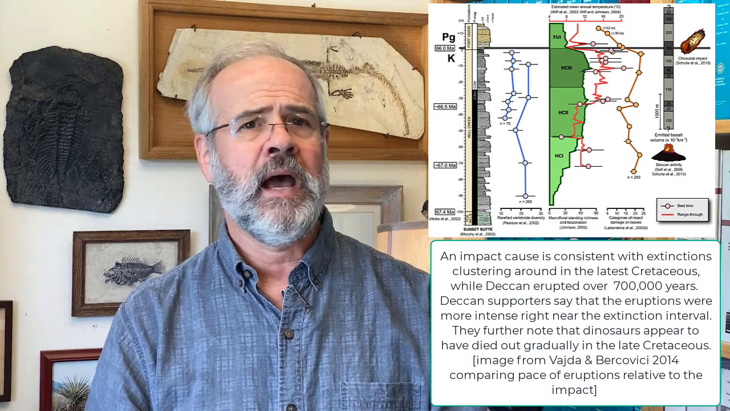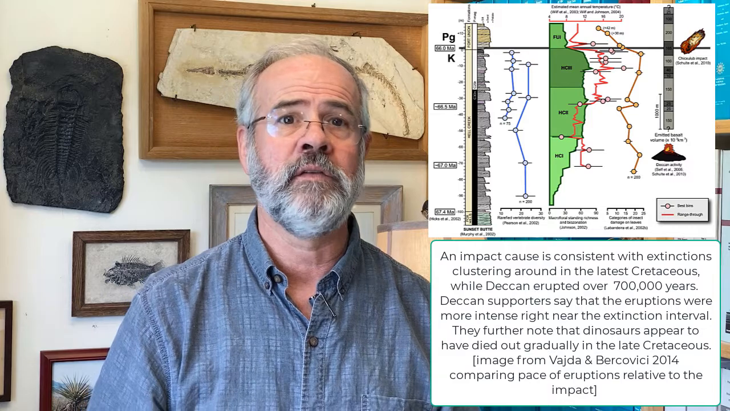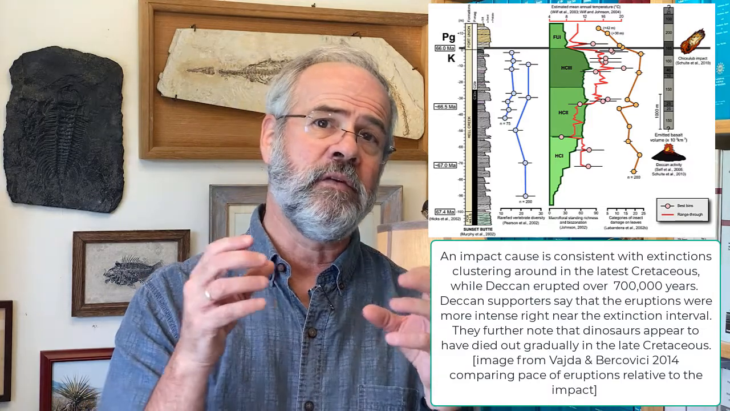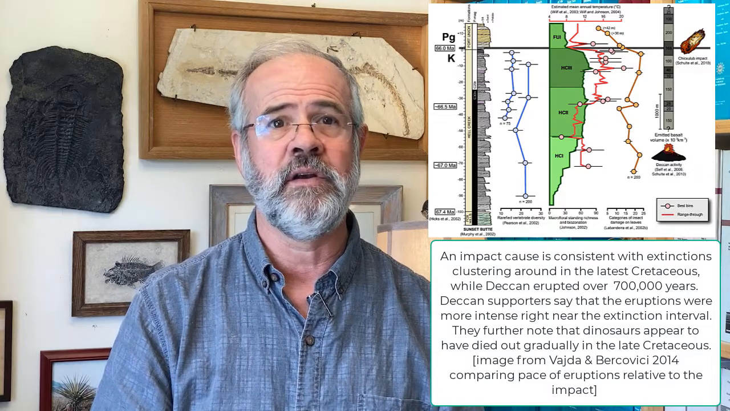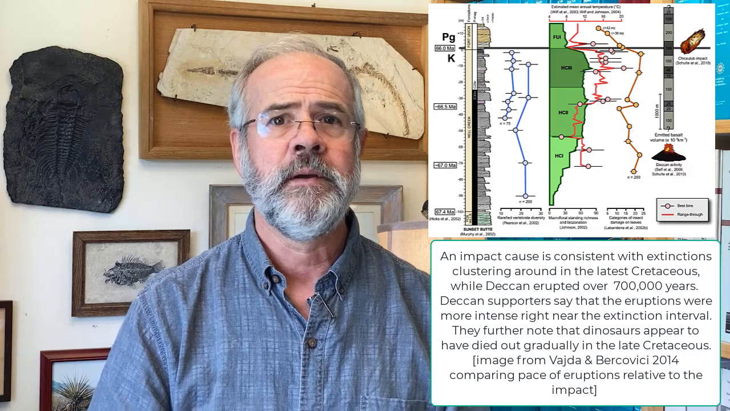If the impact is the cause, we expect most extinctions to cluster right around the impact horizon. Indeed, most of the end Cretaceous extinctions happen in an interval far less than the 700,000 year long period of time suggested by the Deccan Traps.